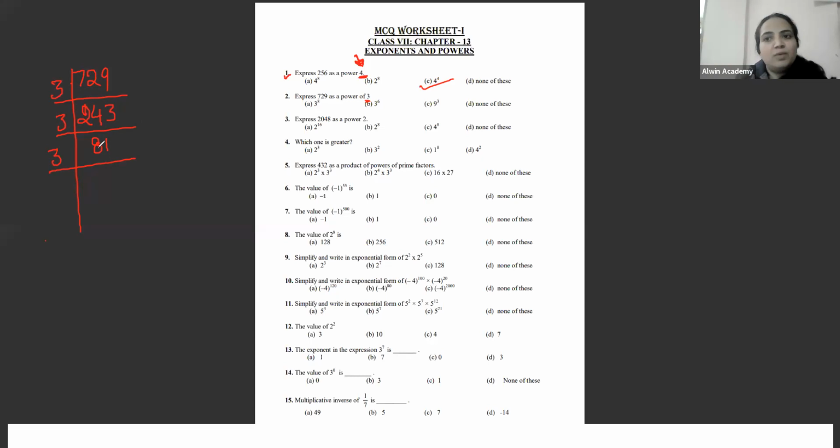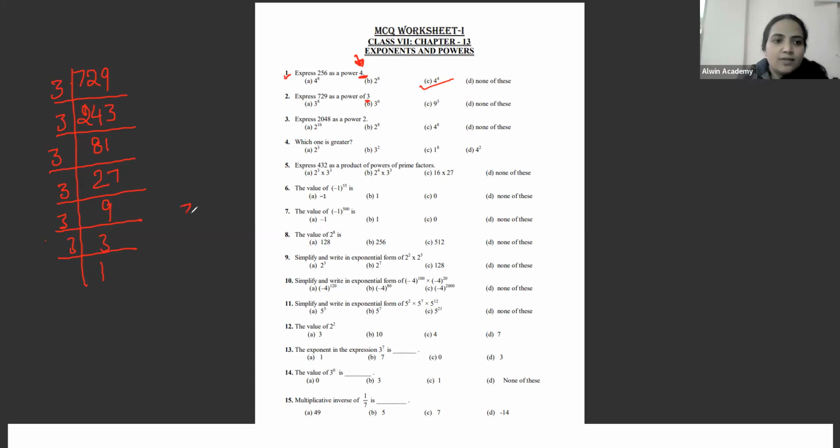8 is not divisible by 3, but I know the smaller number than this. 6 is divisible by 3. So 6 divided by 3 is 2. The 2 that is remaining will come to this 1, making it 21, which is divisible by 3 at 7. So 27 again divided by 3, 27 dividing by 3 is 9. 9 divided by 3 is 3 and 3 divided by 3 is 1.